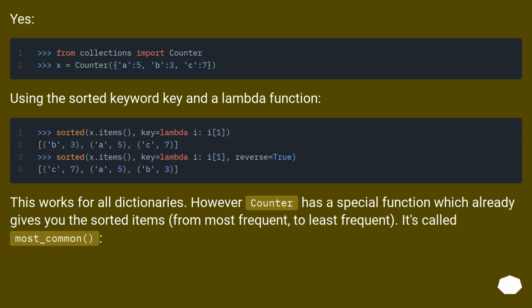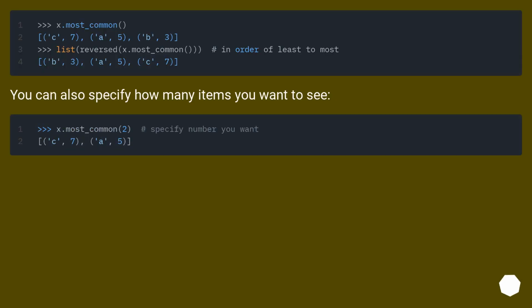Using the sorted keyword key and a lambda function. This works for all dictionaries. However, counter has a special function which already gives you the sorted items, from most frequent to least frequent. It's called most_common. You can also specify how many items you want to see.